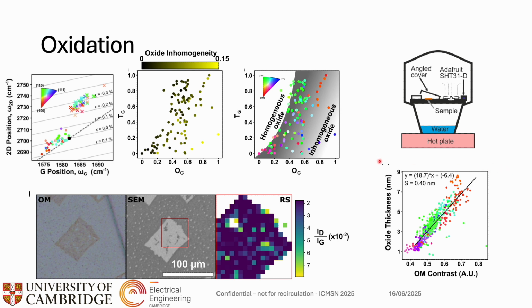So what does the oxidation actually do? Before oxidation, you can see these crosses here with the color corresponding to this IPF color map. So blue, for example, is 111, red is 100, and green is 110, as a lot of you might be familiar with. These crosses correspond to the graphene regions measured on those crystallographic orientations by Raman before oxidation, whereas the circles represent those same orientations after oxidation.